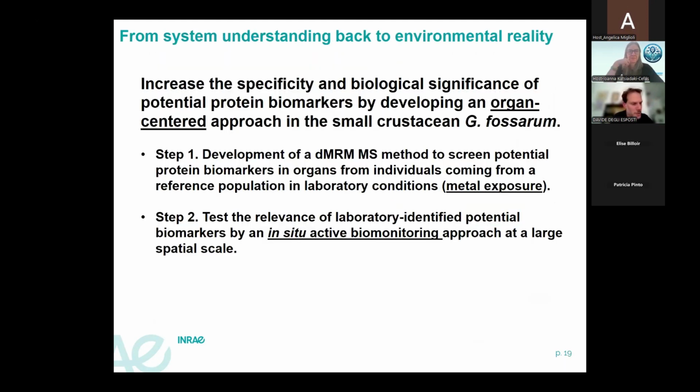So I think I don't have so much time, but I would like to just show you that from this systems approach we can go back to the field and apply these approaches to develop protein biomarkers that are organ-centered in this small crustacean, using these omics data to develop multiplexed and targeted proteomics approaches, and to use this in in situ active biomonitoring.